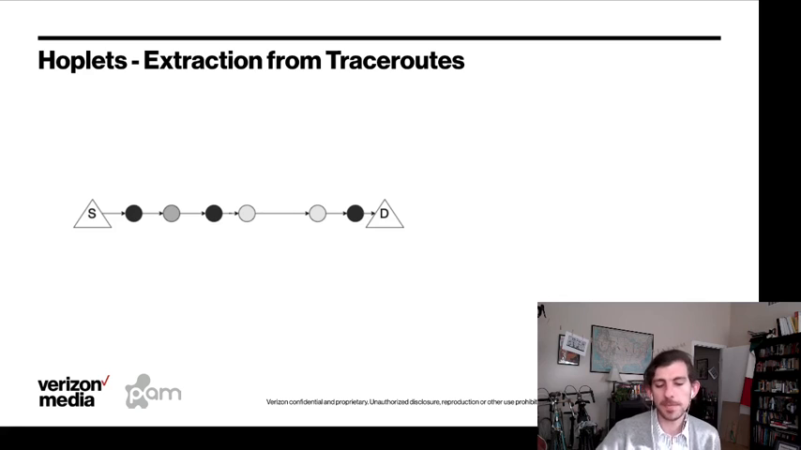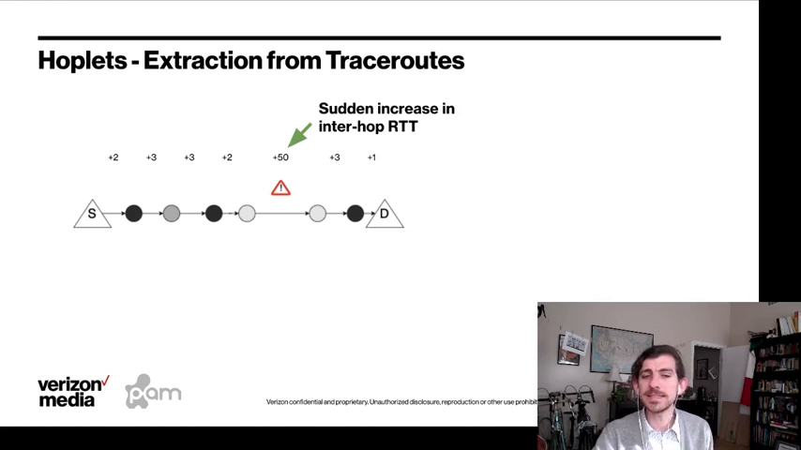So what we're going to do is look at the inter-hop delays, that is to say the change in RTT between each of these hops. And what we're going to keep an eye out for are cases like this plus 50, where we see a sudden increase along the path. We note that 50 milliseconds is a pretty substantial increase given the relative size of this traceroute. So we're going to take the sudden increase in inter-hop RTTs and flag that for extraction.